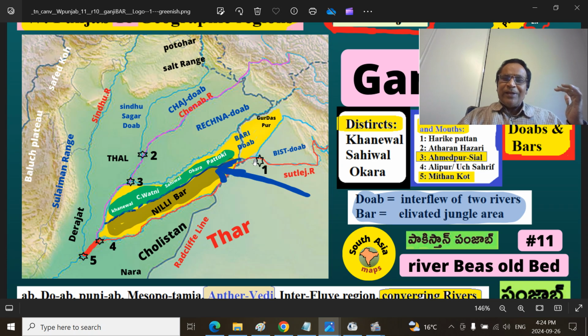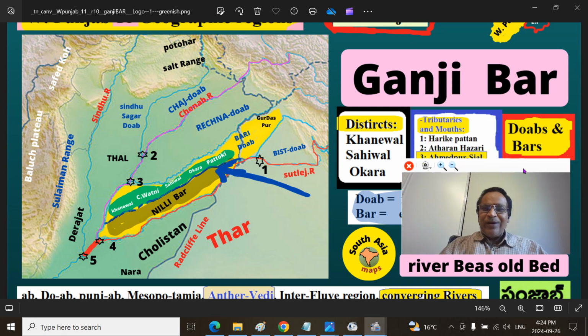But historically, the Bias flowed like a separate river. Still in the maps, you can see the river bed clearly. That's called the Old Bias bed. Here you see this is the Old Bias bed. The southern part of this was called Nili Bar. The northern part is called Ganji Bar. So we are talking about the Ganji Bar today.